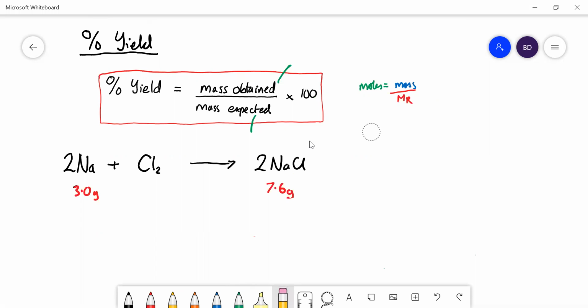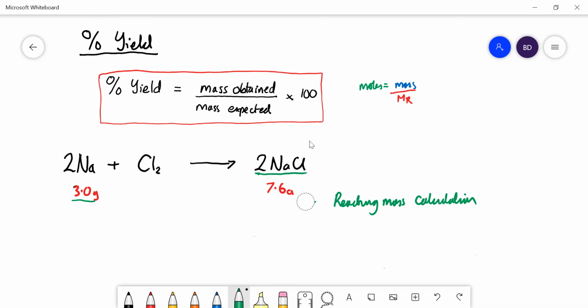It's pretty easy calculations. Take this reaction as an example: sodium reacting with chlorine to make sodium chloride. We start off with 3 grams of sodium. If you did that, you would expect to get 7.6 grams of sodium chloride. We won't talk about how you know that just now, but we will later on in the video. To work out the expected amount, you need to do a reacting mass calculation, which is a separate video, but I will cover it in this one as well.